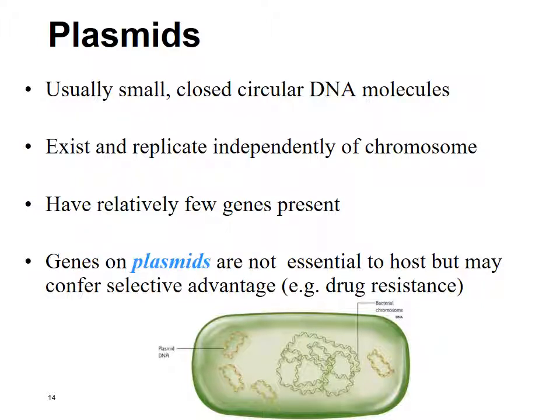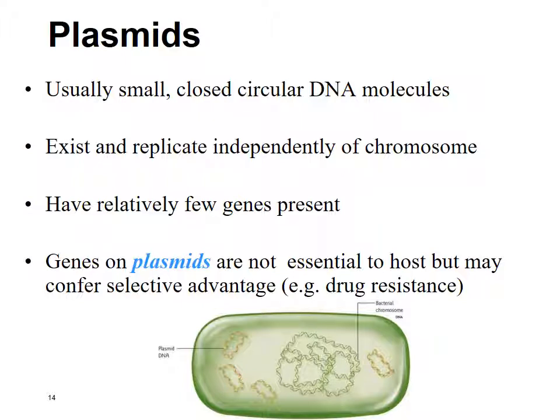In addition to the chromosome, many prokaryotes and even some yeasts and other fungi contain additional DNA molecules, extrachromosomal DNA molecules called plasmids. Plasmids are usually small, closed, circular DNA molecules, and you can see some plasmid DNA in this image here. Although this is certainly not to scale, plasmid DNA molecules are generally much smaller than the bacterial chromosome. Plasmids are usually circular, but some linear plasmids have been identified.